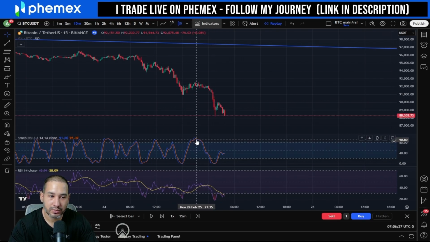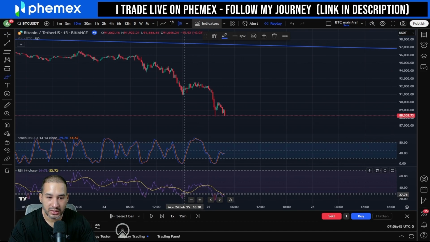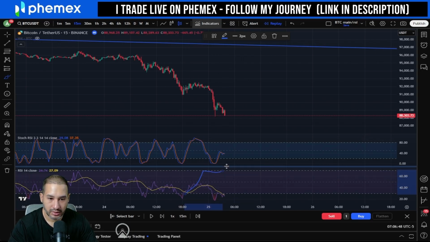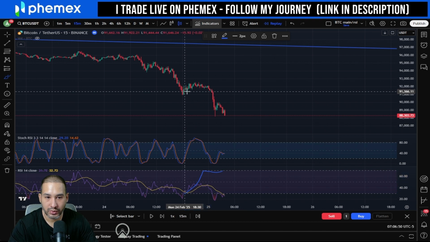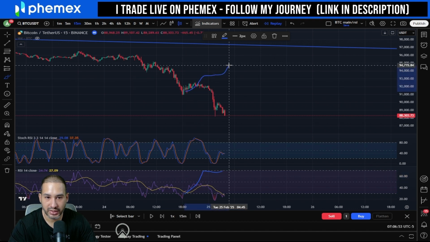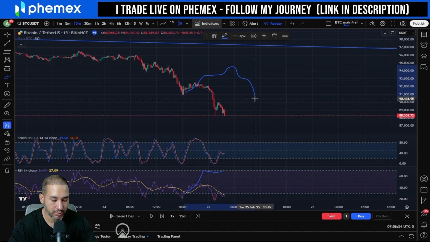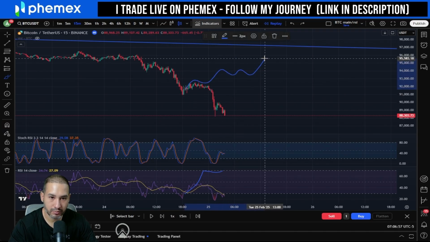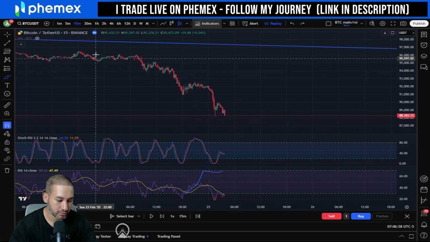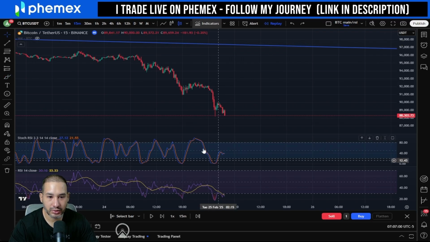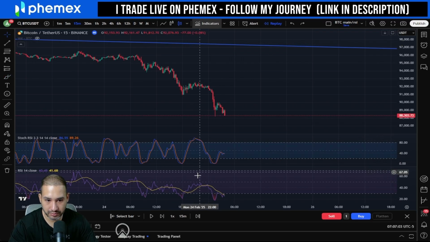Had this momentum for the stochastic RSI trended up and the RSI went up and then stayed up, that would be more so a sign of, hey, we're going to correct a little bit more before going down, or potentially reverse. So this is what you want to be looking for, exactly this.